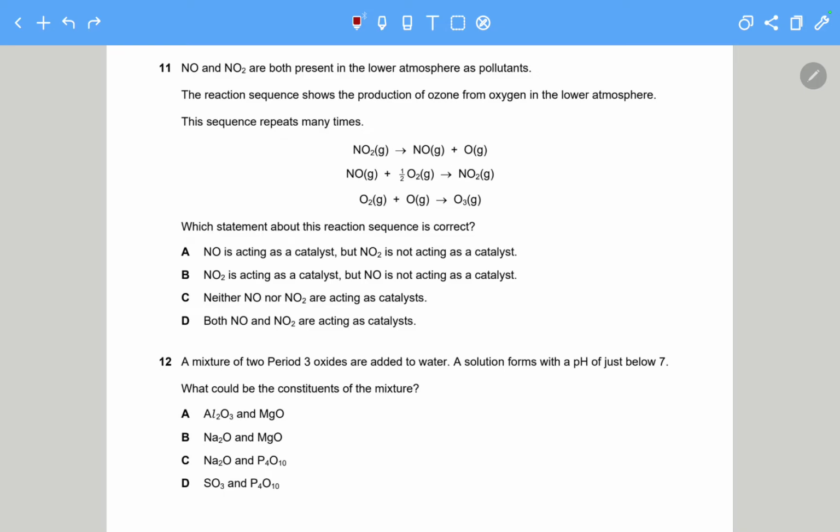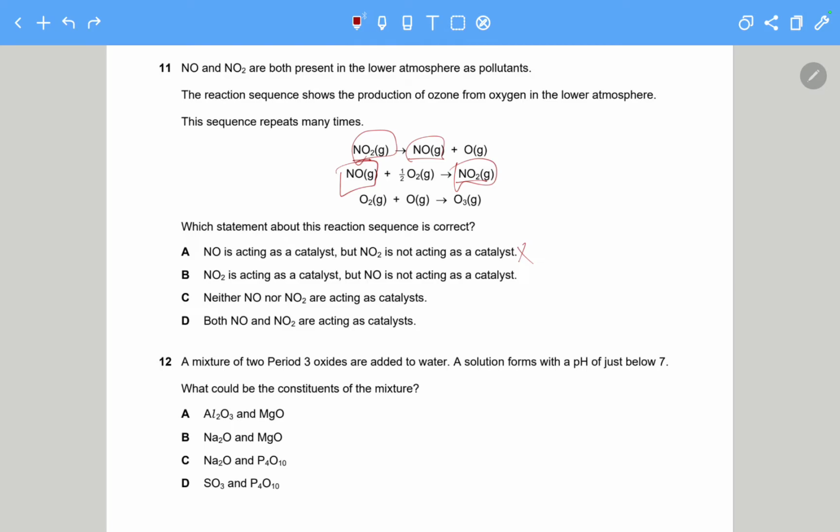NO is acting as a catalyst, but NO2 is not acting as a catalyst. So this is wrong, because if you see, there is no net change in NO2 because it's consumed here, but it's produced here. And same with NO, it is produced here but consumed here. So both NO and NO2 are acting as catalysts, and therefore this statement is wrong.